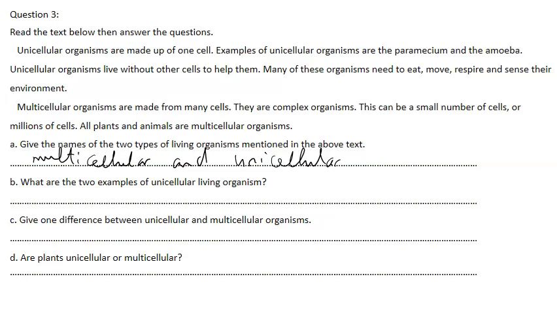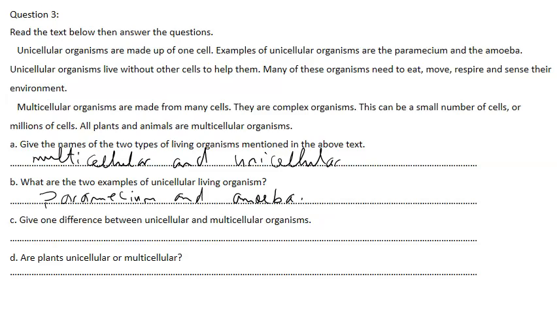What are the two examples of unicellular living organisms? Paramecium and amoeba. Very good. He gave us the text. He gave us two examples. The first line: examples of unicellular organisms are the paramecium and the amoeba. So, paramecium and amoeba. Very good.